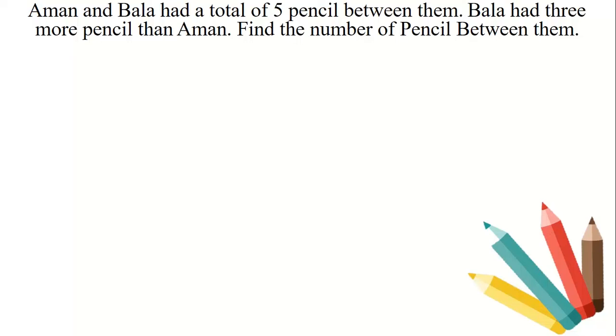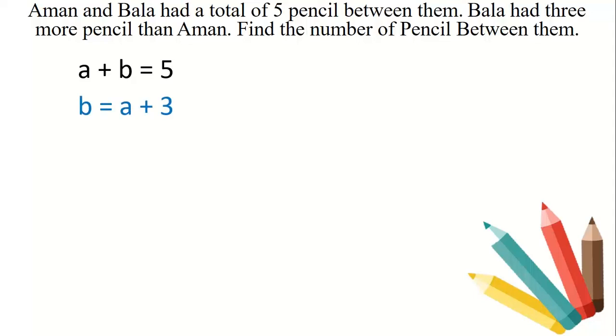Aman and Bala had a total of 5 pencils between them. So A plus B is equal to 5, where A represents the number of pencils with Aman while B represents the number of pencils with Bala. Bala had 3 more pencils than Aman. So the second equation would be B is equal to A plus 3.